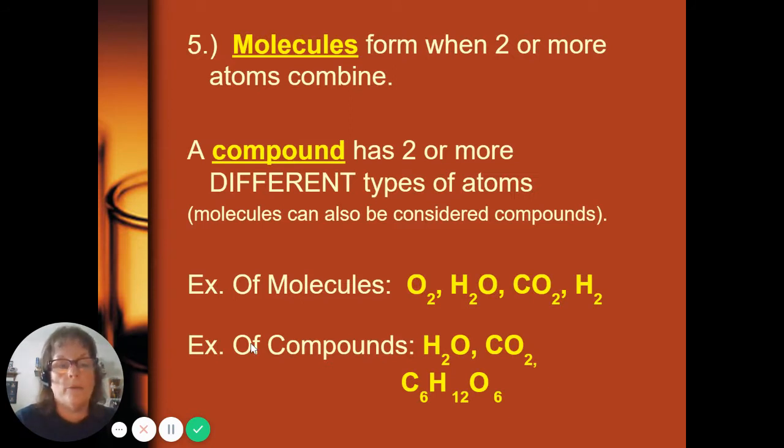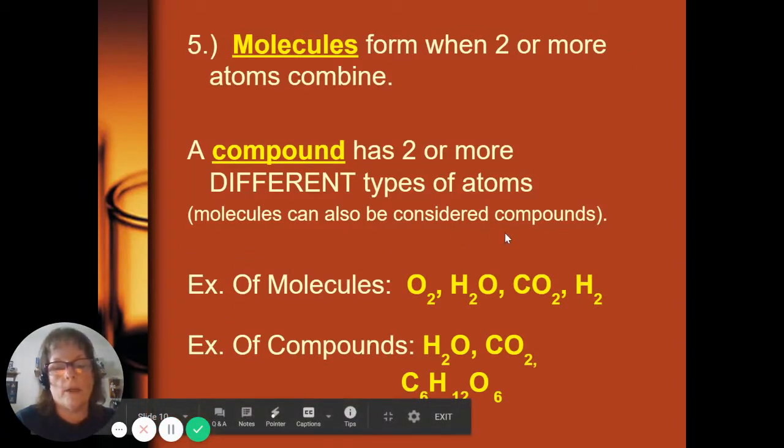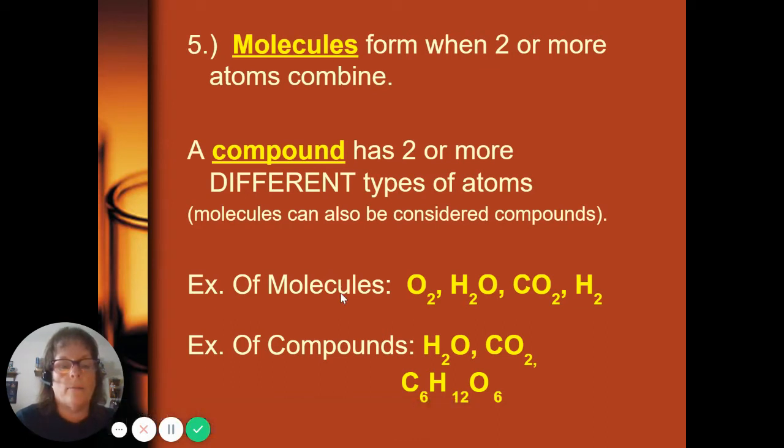All right, molecules, we'll be looking at molecules. They form when you have 2 or more atoms that combine. And then you also have compounds. Generally, compounds are going to be made out of 2 or more different types of atoms. Molecules can be made out of the same type of atom. So molecules can also be considered compounds. So here are some examples of molecules. That's kind of the more general grouping.